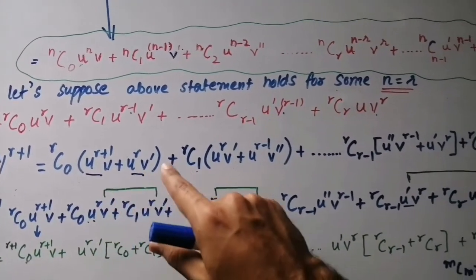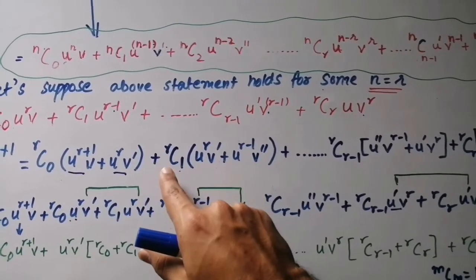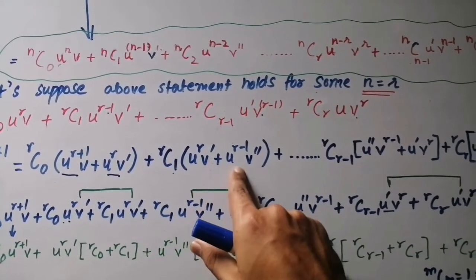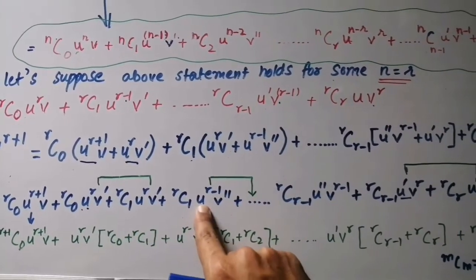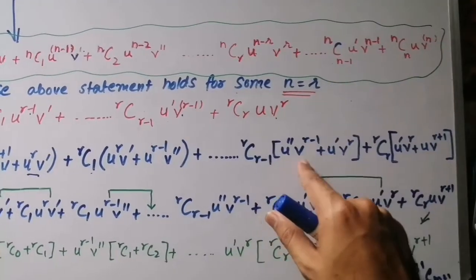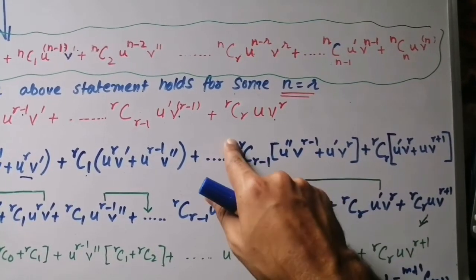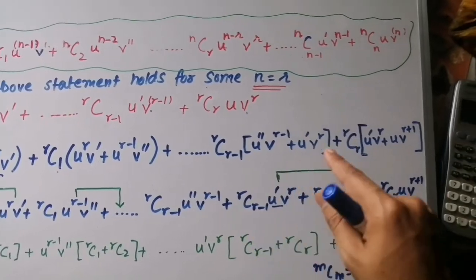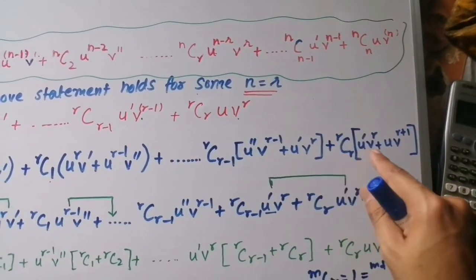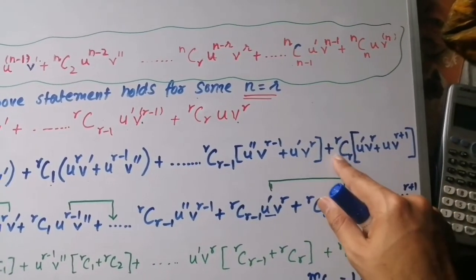Same will be the case for rC1. After multiplying rC1 with the terms inside the brackets, you get this third and fourth term. Same procedure is done for the rest. I've already written here that after multiplying rC(r-1) with these two terms, you get these two terms, and the same for rC_r: you get these two terms after multiplying rC_r inside the brackets.